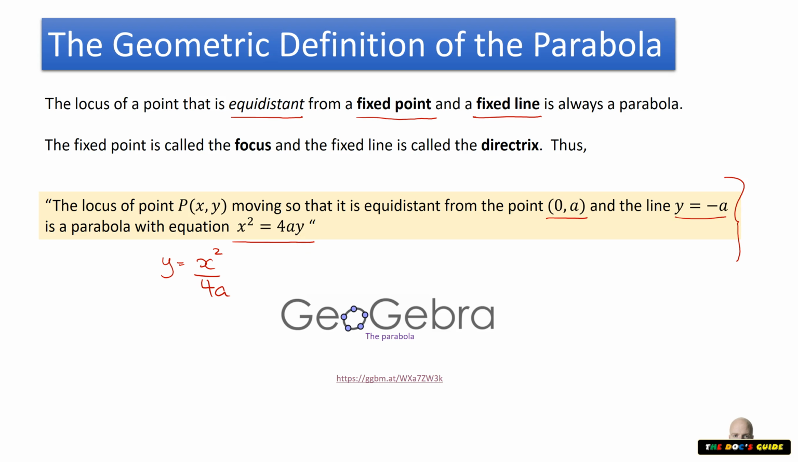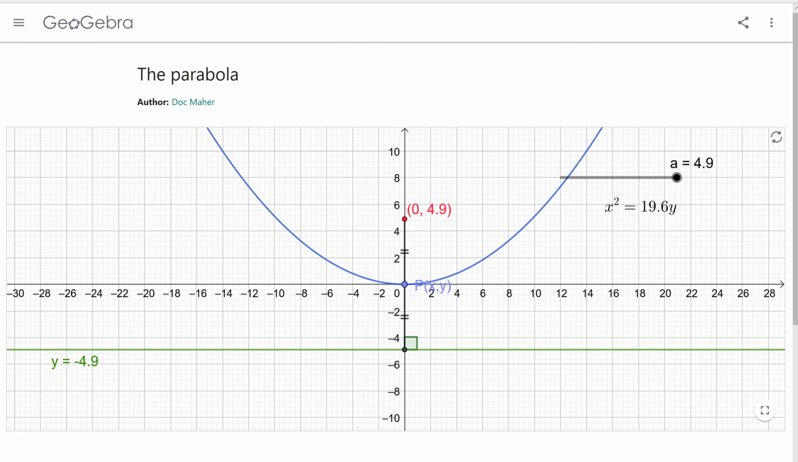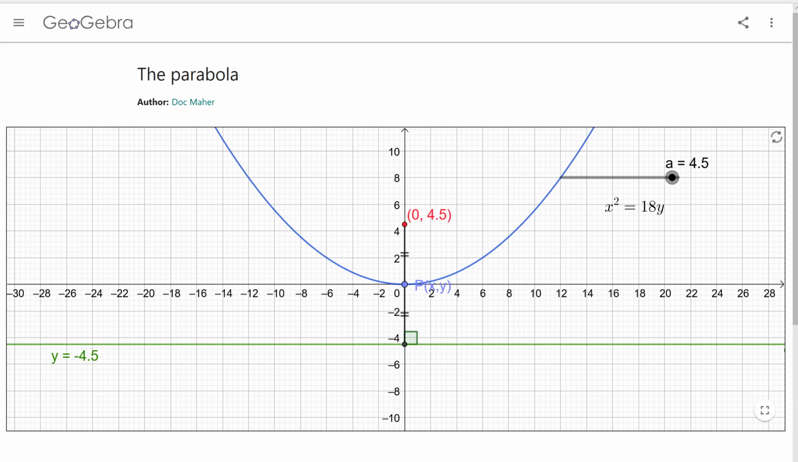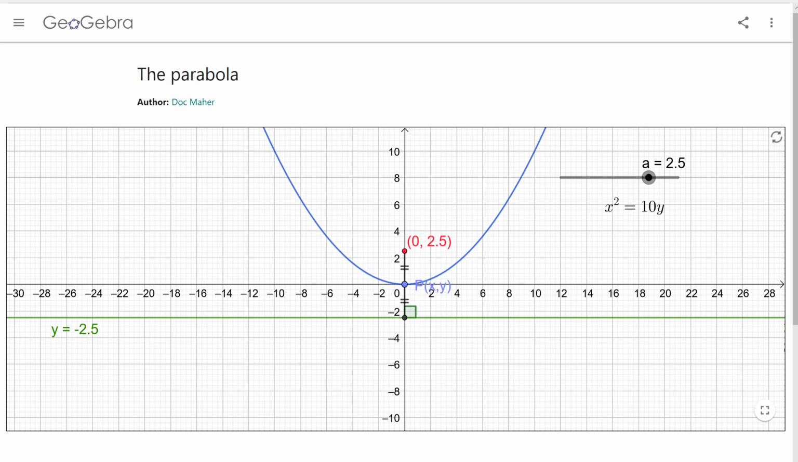Let's just have a look at GeoGebra to illustrate this point. So here we have the parabola, x squared equals 19.6 times y, so the value of a is 4.9. So our parabola is going to have its concavity and, if you like, its width determined by the value of a, which is related to the focal length. So we can see this point in red just here. That's the focus, the point 0a, so a in this case is 2.5. The directrix is the line y equals minus a, which is minus 2.5.